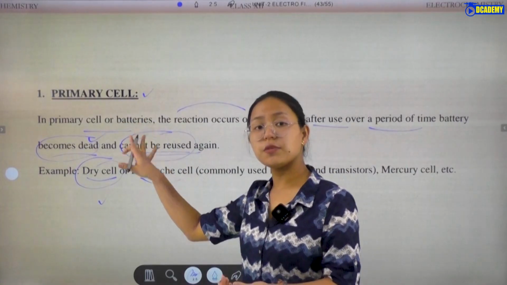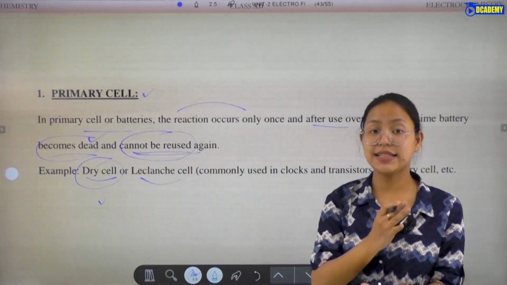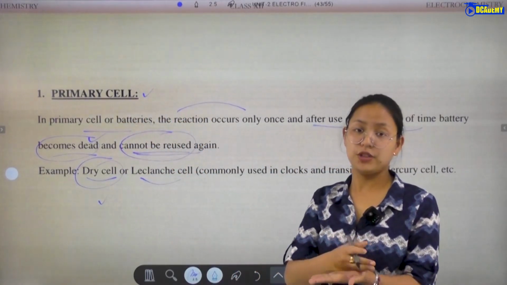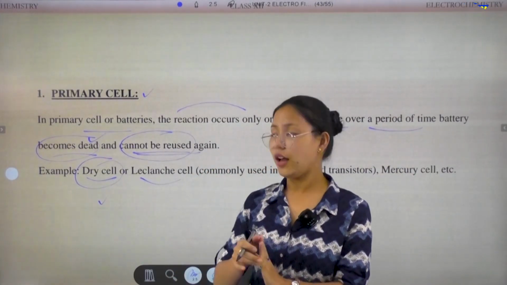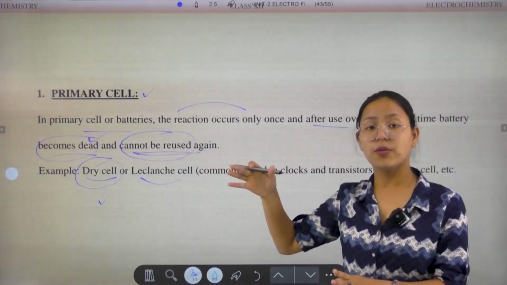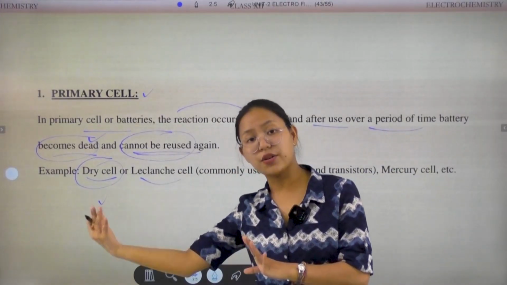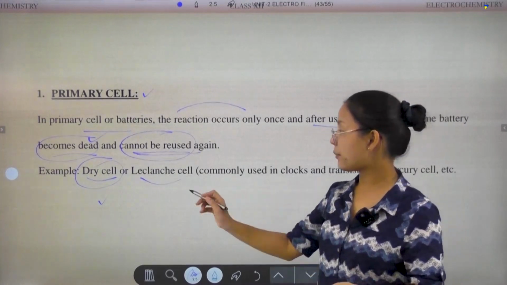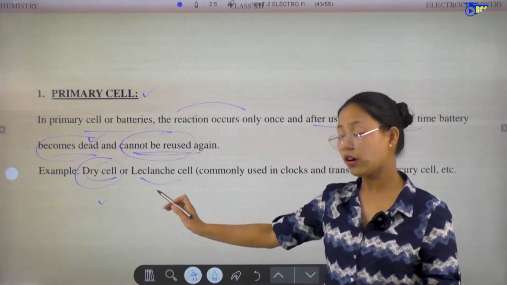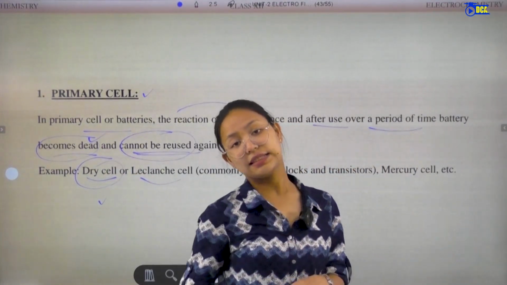So in the case of primary cells, the battery cannot be reused. We are going to discard it and we are going to buy a new battery. For example, they have a dry cell or Leclanche cell.